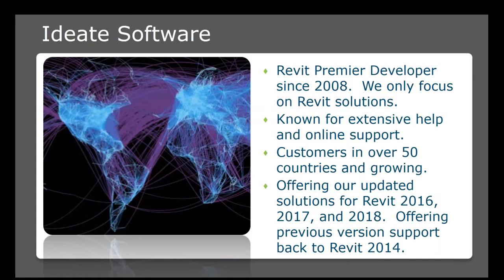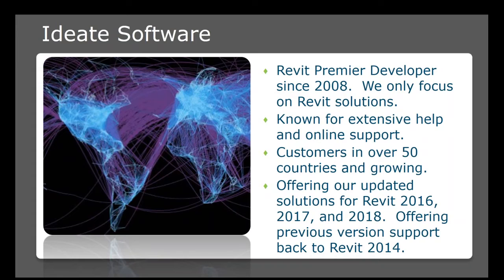So just a quick introduction on Ideate Software. We are a premier developer since 2008. Actually, that was the first year that Autodesk released the API for Revit. And we focus only on Revit solutions. So that's our specialty. We're not building applications for Navisworks or for AutoCAD. We're totally focused on Revit workflows and improving your productivity in Revit. And we're really known for our extensive help and online support. We have customers in over 50 countries around the world. So not just the Southwest United States, but everywhere there's Revit, I say, there is the need for Ideate software.